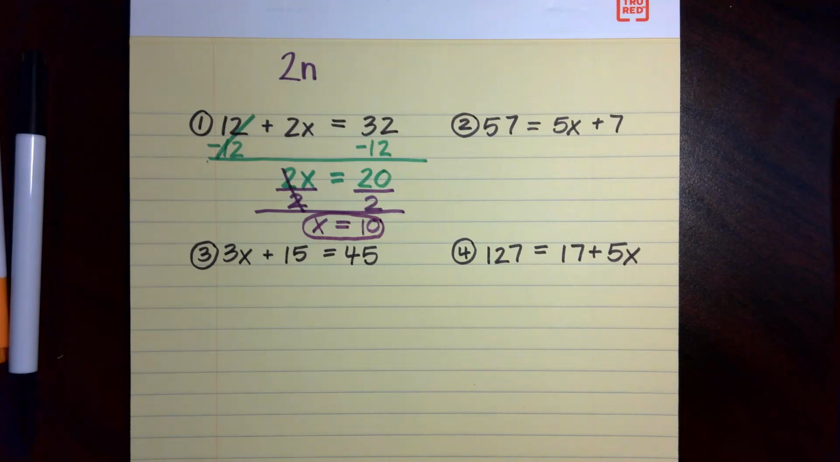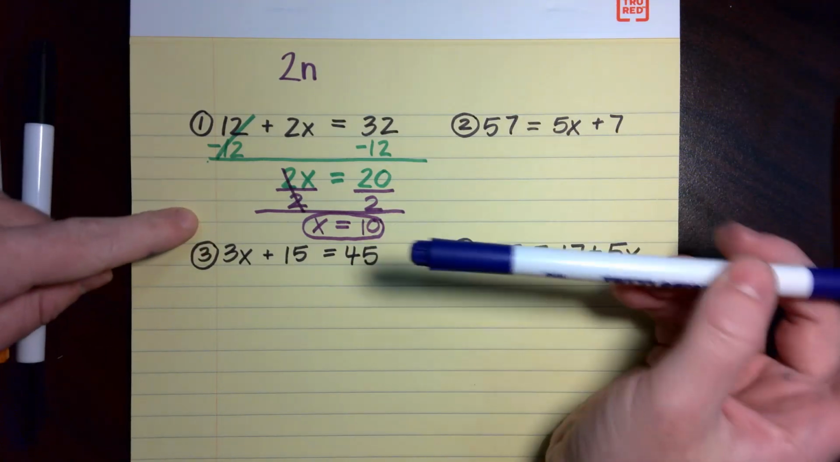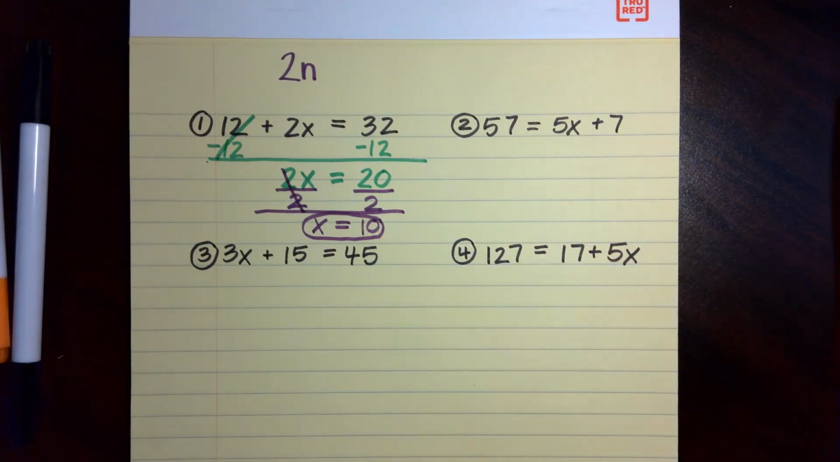X equals 10. You got it back there? Yes! Good, good. Now, if you didn't get x equals 10, do you understand now why it is x equals 10? Okay, good deal. Let's try number 2.